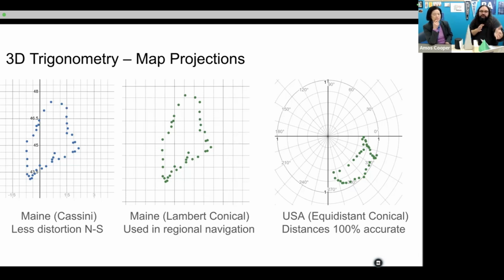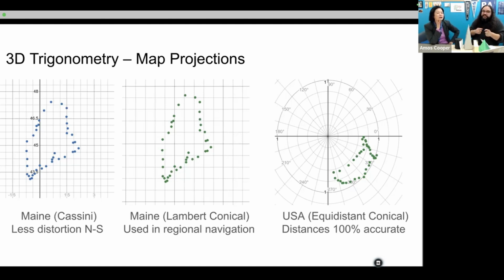Here we have the Cassini projection, which is really good for things that are focused north to south. This is Maine in the north to south projection. Then I had a student last year who was really interested in navigation. She was going to school to become a pilot. She got really into this Lambert conical projection, which is actually how you do real-life navigational maps for small areas, so even Maine, quote unquote, is shaped differently.